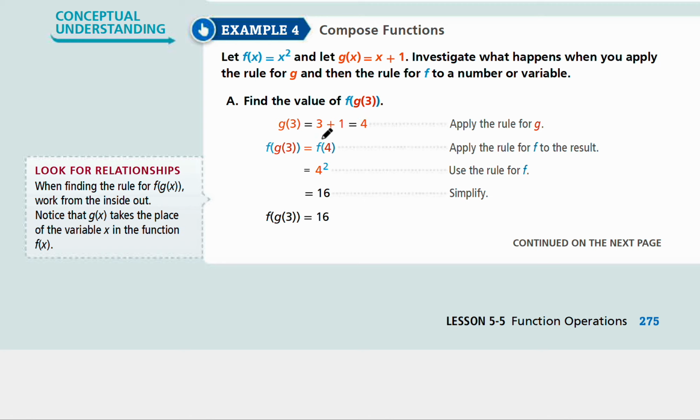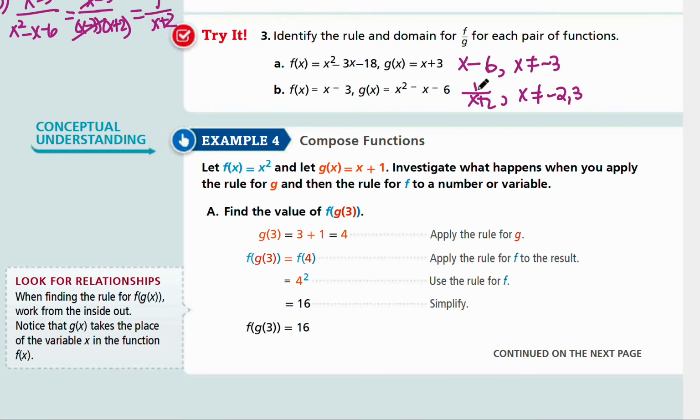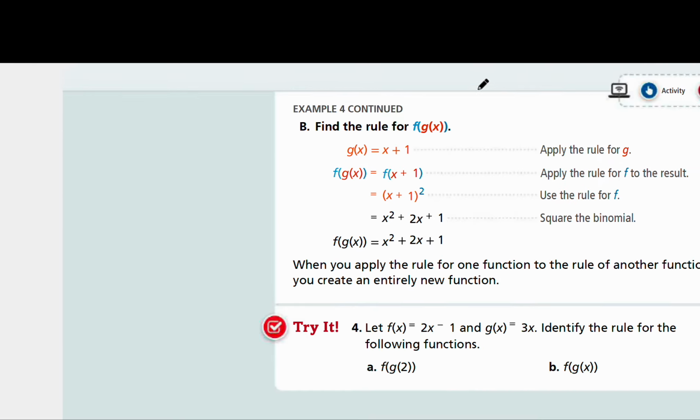So first of all, we're going to apply the rule for g. G of 3 is 3 plus 1, which is 4. So g of 3 is 4, and you can substitute that here, where now we're finding f of 4. F of 4 is 4 squared, so then that's 16. So f of g of 3 is going to be 16. Does that make sense? Yeah, so in order to get f of g of 3, figure out g of 3, and then figure out f of g of 3. All right, let's look at part B.